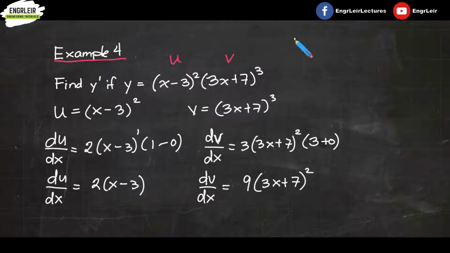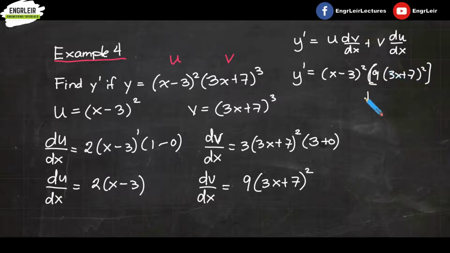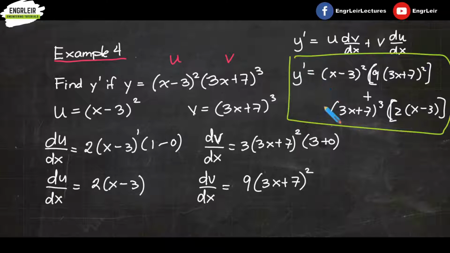Okay, now returning to our product rule, y prime is equal to u dv over dx plus v du over dx. So our y prime would become x minus 3 squared times 9 times 3x plus 7 squared, plus v, which is 3x plus 7 cubed, times 2 times x minus 3. Okay, so this is the derivative, and you can simplify it if you want, but that is how we apply the product rule in combination with the chain rule in this example.